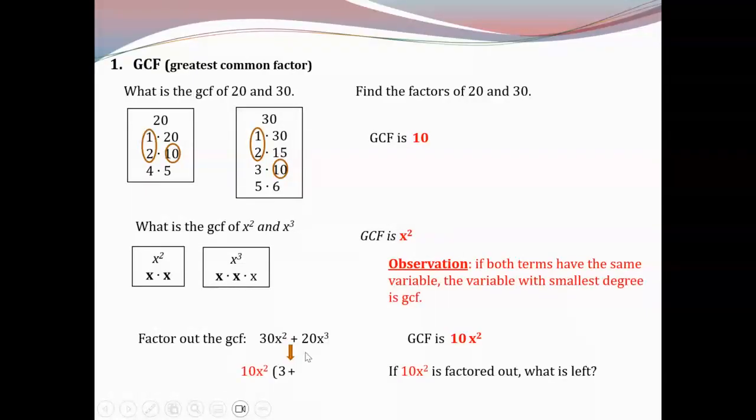Or if you want, you can even divide. What's 20x cubed divided by 10x squared? The answer will be 2x. And you can always check your work by using the distributive property. Example, 10x squared times 3 will give me 30x squared, and 10x squared times 2x will give me 20x cubed. So I know this is a correct way to factor out the GCF.